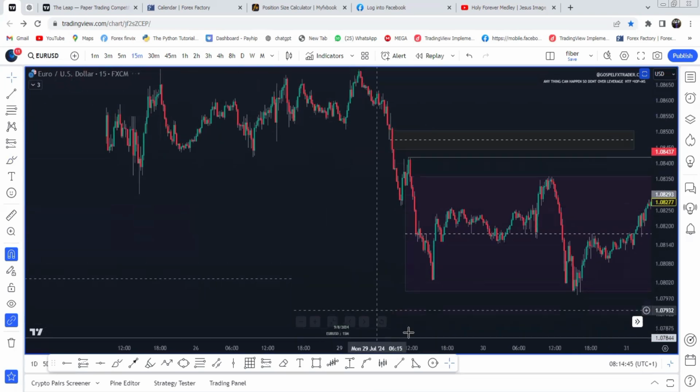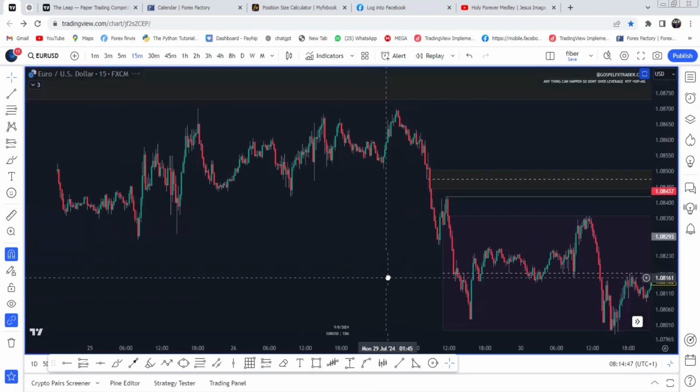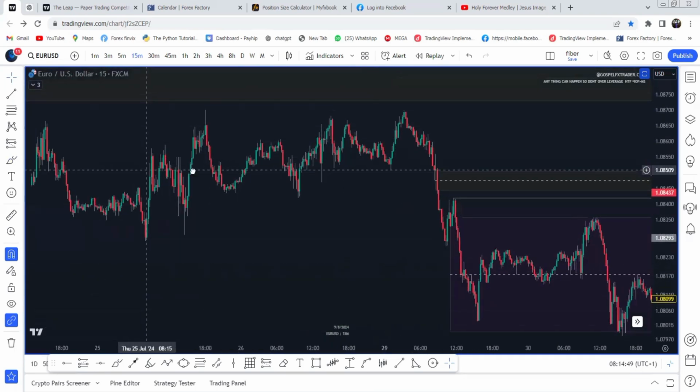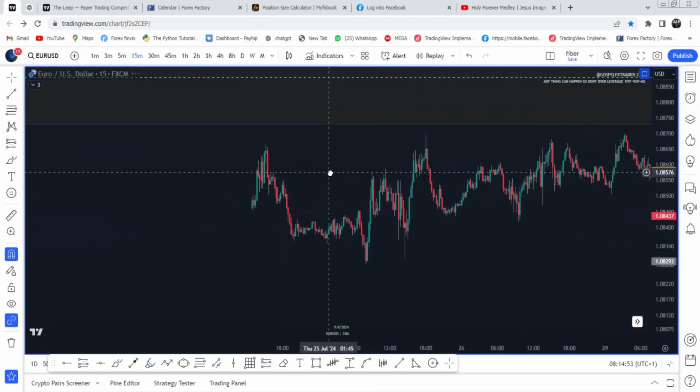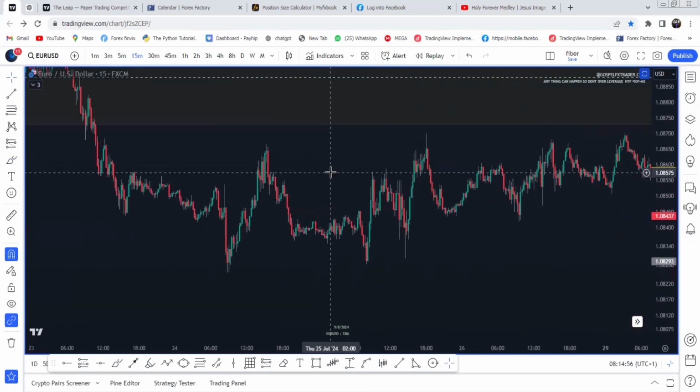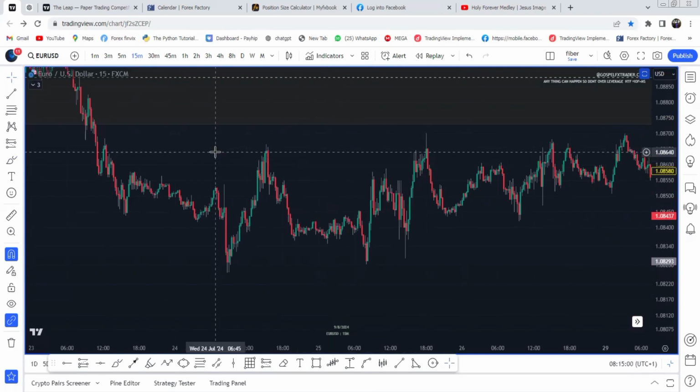Once you know where your draw on liquidity is, any sweep above or any sweep below, against your additional order flow, against the higher time frame draw on liquidity, is a total stop. All right, is a total stop. It is as simple as that.